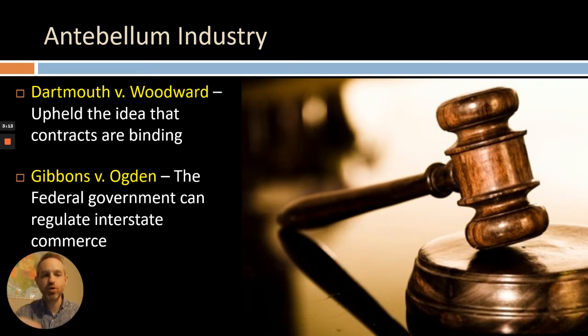So Dartmouth versus Woodward: contracts are binding. Gibbons versus Ogden is another court case. This is going to help settle some things, okay? So just don't worry about the case for a minute. Just think about this for a minute.